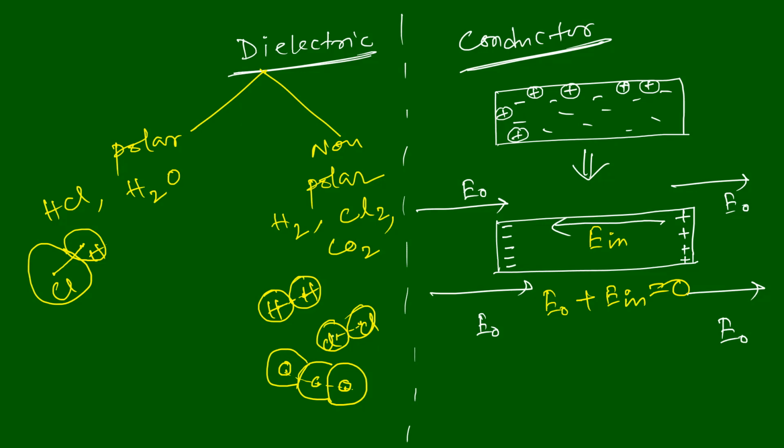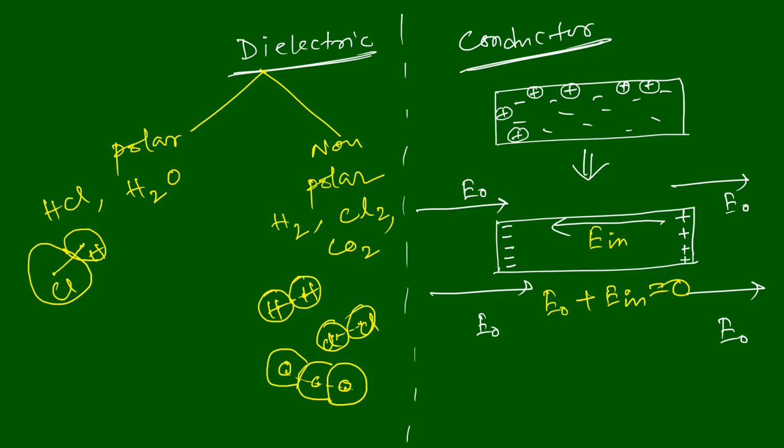Actually the arrangement is like this: suppose you have one book, and you place another book parallel to it. If you make them very close, then you can say the two books are coinciding with each other. That kind of arrangement is in non-polar molecules. I'm not able to draw that diagram because the separation between their centers is very small.